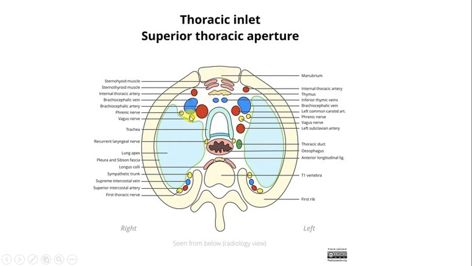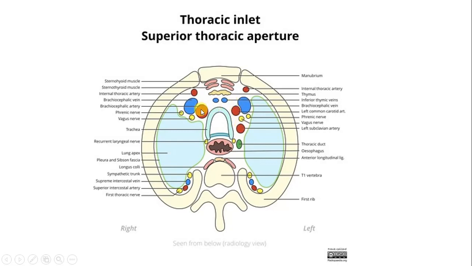And most anterior is the manubrium sterni. And on the right side, the same nerves are present, the vagus nerve and phrenic nerve, with the brachiocephalic vein, and here is the brachiocephalic artery. So on the right side, the subclavian and carotid arteries will be continuing branches of the brachiocephalic artery. On the left side, there is no brachiocephalic artery.